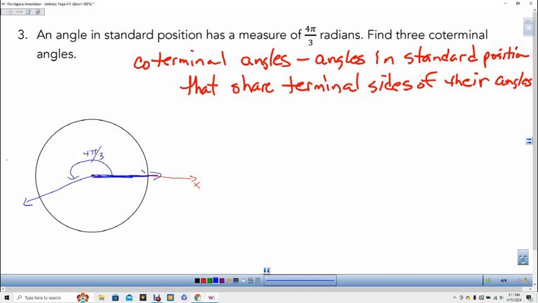Now, if I want to have the exact same initial side and the exact same terminal side, there's a couple of ways we can do that. We can do it where we go around this direction, but we keep going and we come back around over to the other side. And what did we do? Well, we went to there, but then we went an entire circle back around. Well, what's an entire circle in radians? 2 pi. So we could have 4 pi over 3 plus 2 pi, and that would give us a coterminal angle.